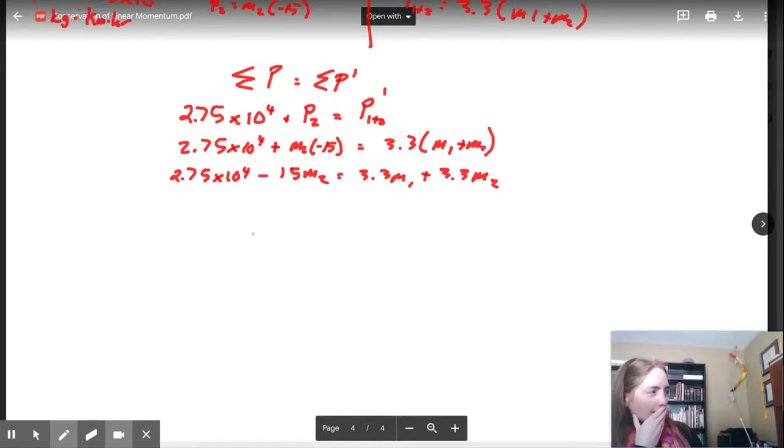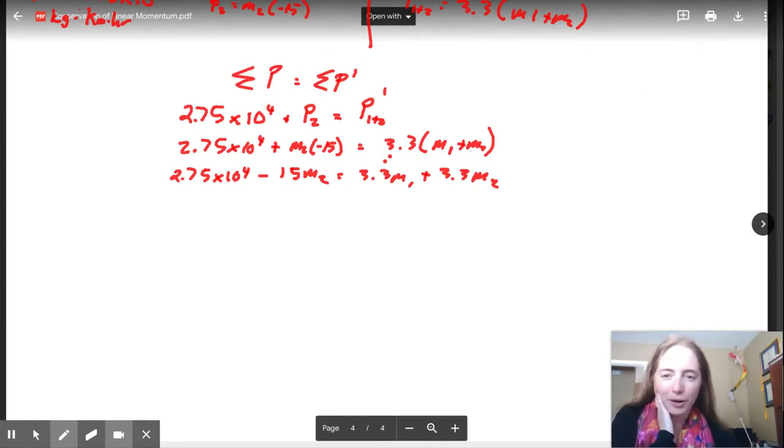So what I am going to do here is add 15 M2 here. I'm going to subtract 3.3 M1 here. Once we get that math underway, by adding 15 M2 over here, let's just write that down. So times 10 to the 4, I've added that 15 M2.